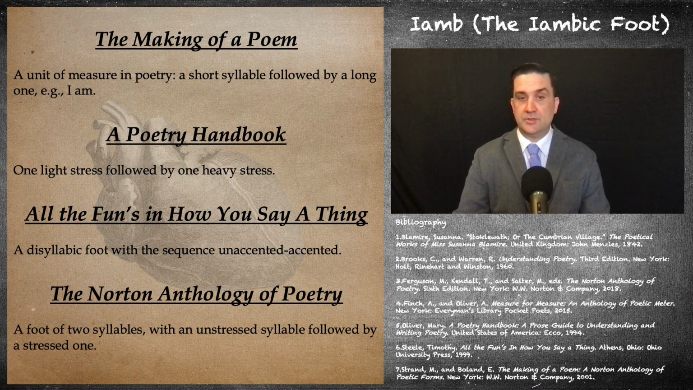Timothy Steele, in his book All the Fun's in How You Say a Thing, an explanation of meter and versification, he shares that an iamb is a disyllabic foot with the sequence unaccented, accented. Finally, we have the ever-trusty Norton Anthology of Poetry. They define an iamb as a foot of two syllables, with an unstressed syllable followed by a stressed one. So what can we gather from these definitions? We can gather that everyone seems to agree that an iamb shares two characteristics. One, it's two syllables in length, and two, the first syllable is unstressed, and the second syllable is stressed.